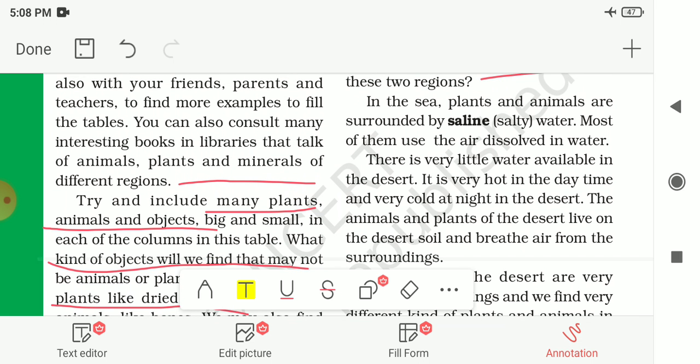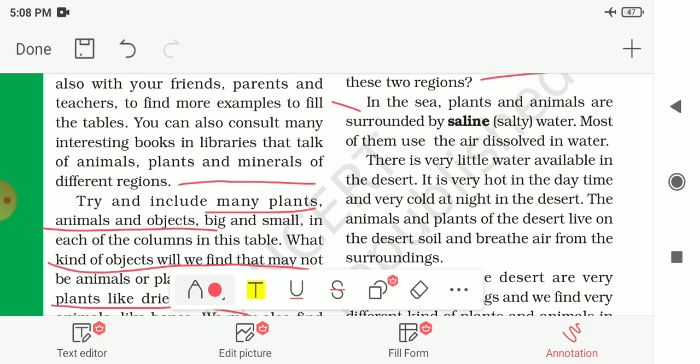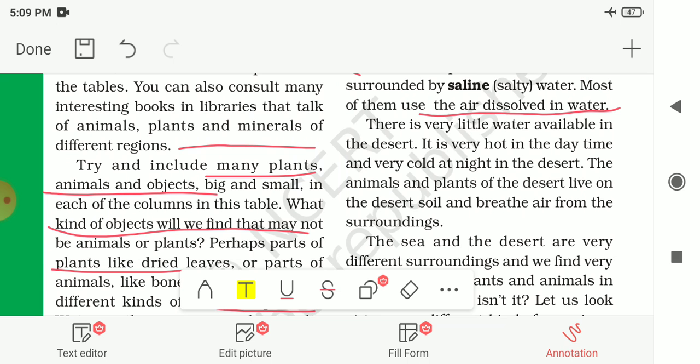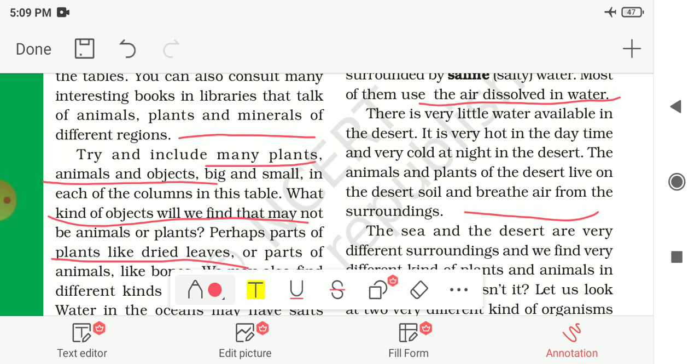In the sea, plants and animals are surrounded by saline water. Saline means salty water. The salty water is there, and the plants and animals are surrounded by it. Most of them use the air dissolved in this water to get oxygen. On the opposite side, there is very little water available in the desert, and it is very hot in the daytime and very cold at night.